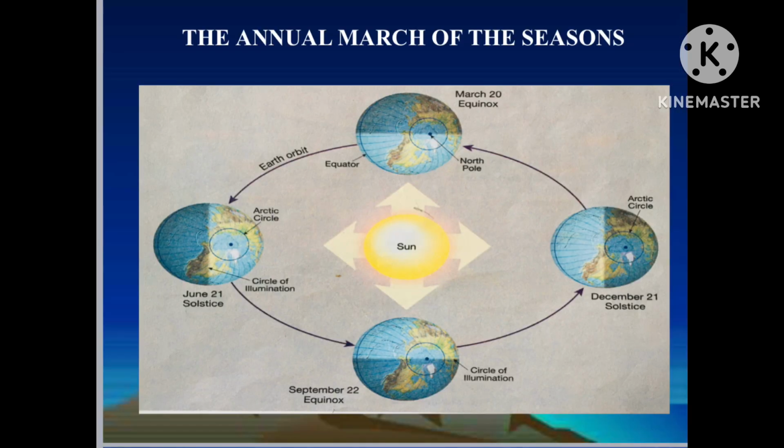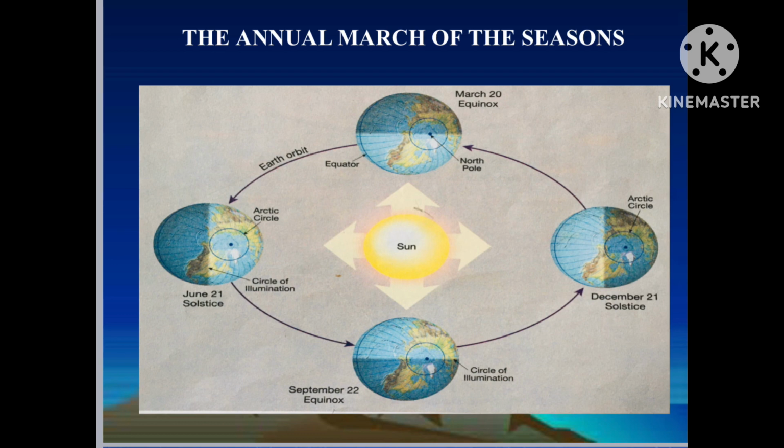Next we will discuss the annual march of seasons, how seasons are formed. It is a very simple concept, we all know about this. When our Earth revolves around the Sun, our seasons are formed. For example, when an area receives the vertical rays of the Sun, that area experiences the summer season. And when an area of the Earth receives slanting or tilted rays of the Sun, that area experiences the winter season.